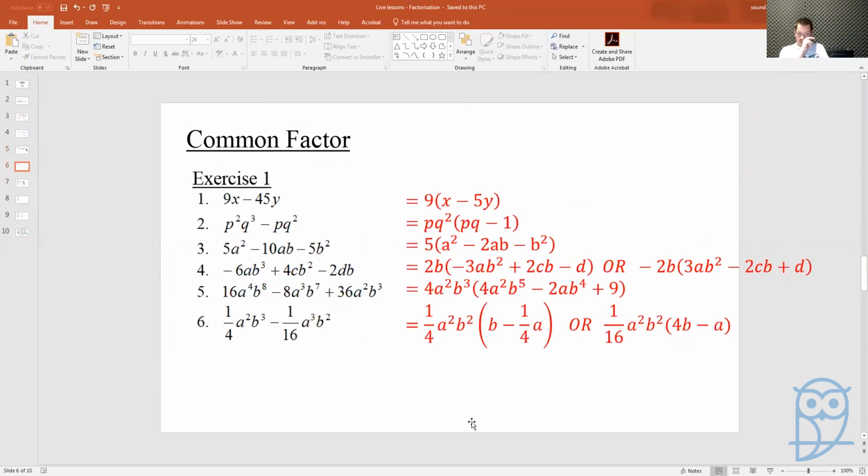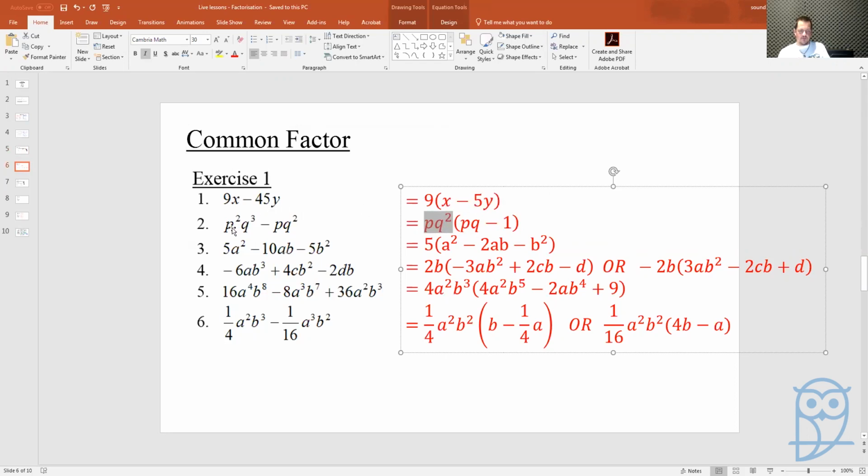I also asked you to do exercise 1. And that was 6 questions. So we can go through this as well. So 9x minus 45y, you can take out 9 as a common factor. So if you take out 9, that leaves you just with x minus 45 divided by 9 gives 5, and therefore 5y. The p squared q cubed minus pq squared, there is 1 p that is common and 2 q's that are common. So pq squared.